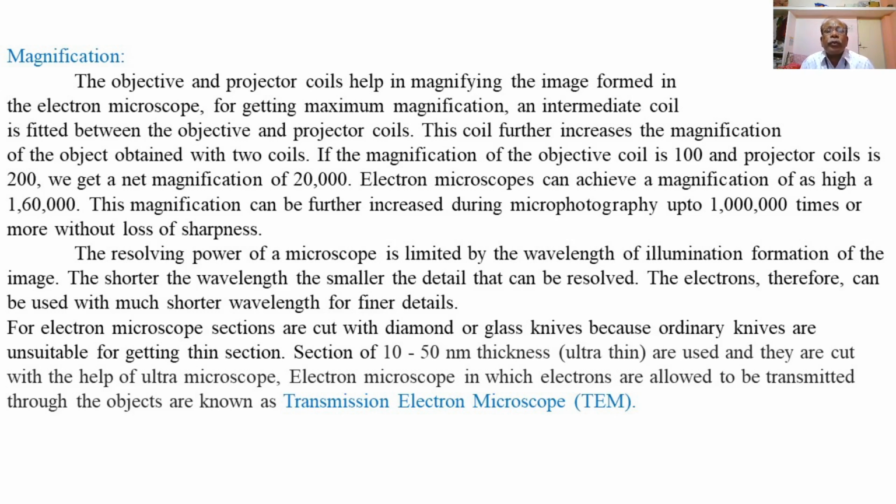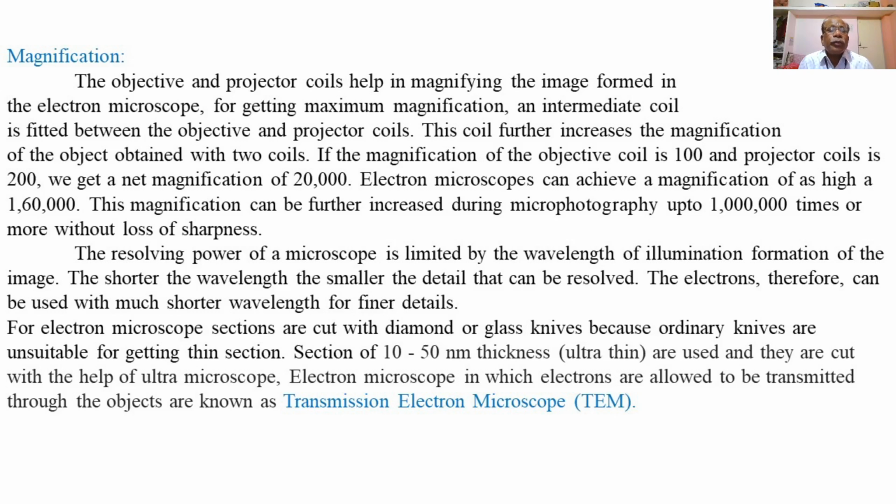The resolving power of a microscope is limited by the wavelength of illumination used for formation of the image. The shorter the wavelength, the smaller the detail that can be resolved. The electrons, therefore, can be used with a much shorter wavelength for finer details.